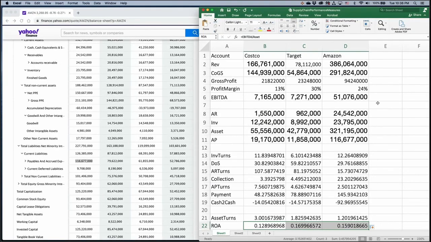So from this, basically keep this in mind. Basically, you can copy basic information: revenue, cost of goods sold, and the AR, inventory, asset, and the AP. These are basic financial information. Using this, you can compute the gross profit and profit margin, and also you can compute inventory turns, AR turns, AP turns, and finally you can compute the cash to cash cycle. At the same time, you can compute the asset turnover and return on asset.